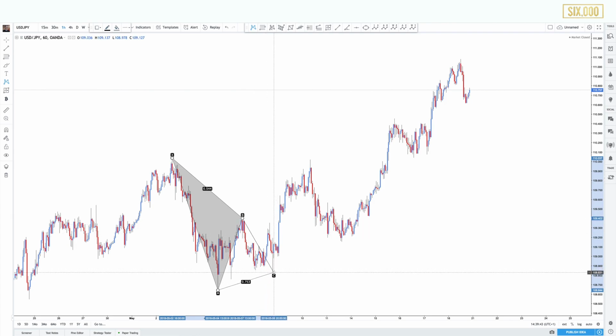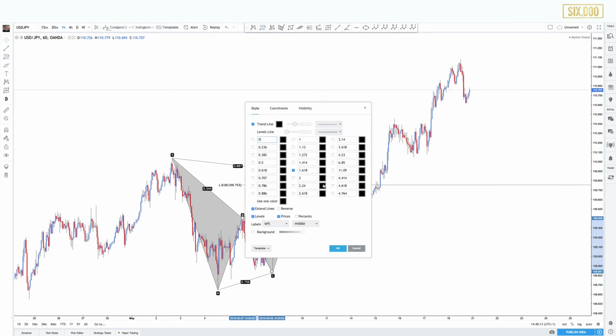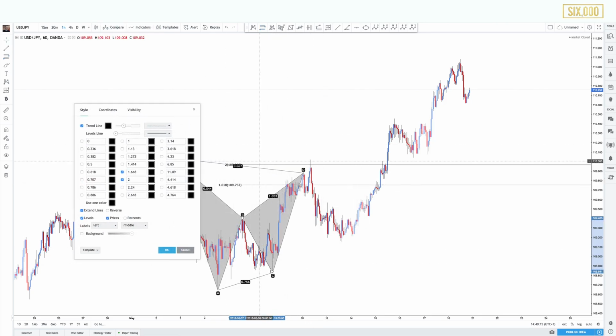The C point, we're looking at 0.75, so it's roughly around about the 0.707 or 0.786. I would go for a 0.786 measurement. And then we're looking at a 0.886. And this is what sets up the pattern. It looks like the 1.618 complements that area. Possibly a 2.0 measurement up here. I'll just draw this in. 1.618, possibly a 2.0 confirmation. So we can see price tested this 2.0 before we got the reversal.